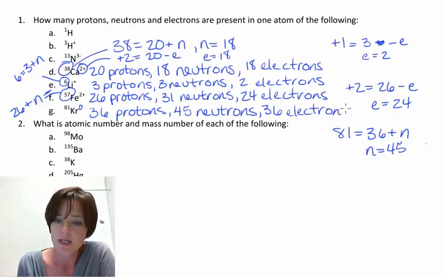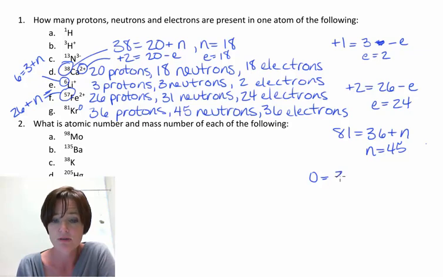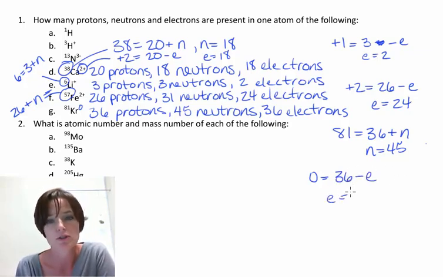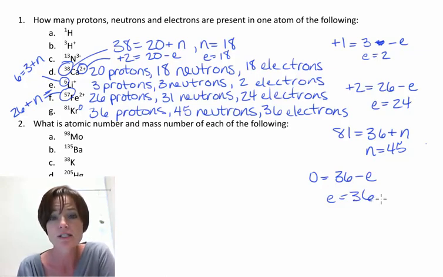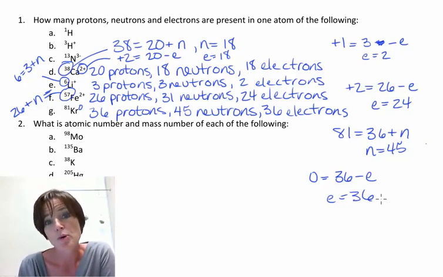We could still set it up the other way if we wanted to. The charge, 0, is equal to the number of protons, which is 36, minus E. So E would still be equal to 36. Okay, so that's a quick run through of how you would solve all of those number 1 questions.